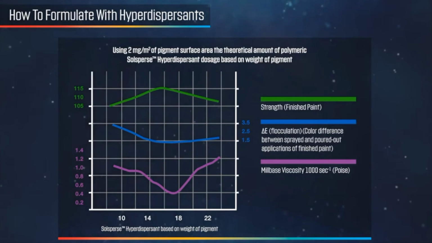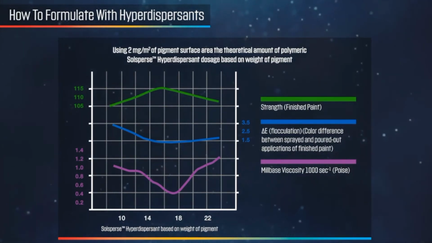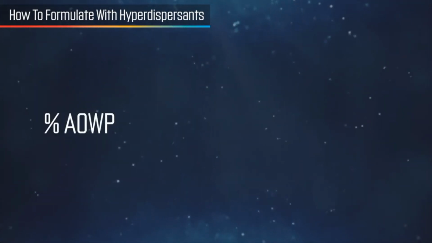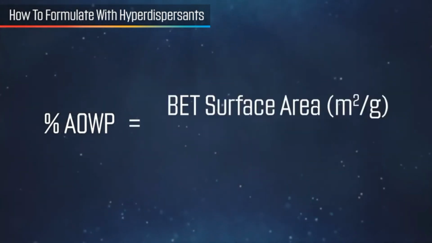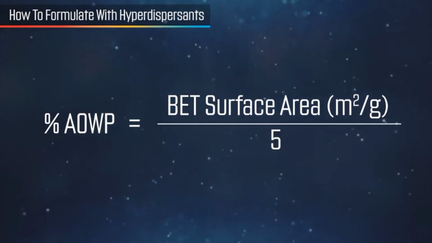Through experimentation, it has generally been established that the theoretical dosage level of a hyperdispersant in a pigment dispersion equates to 2 mg of dispersant per square meter of pigment surface area. This can be expressed as percent agent on the weight of pigment, or percent AOWP. Percent AOWP equals BET surface area in meters squared per gram divided by 5. Implementing these steps will result in a low viscosity, high color strength, stable dispersion.